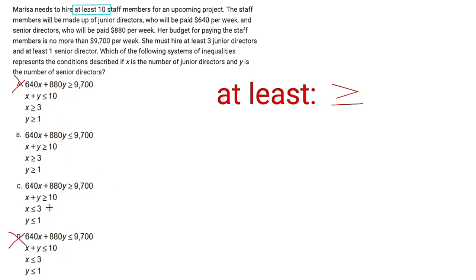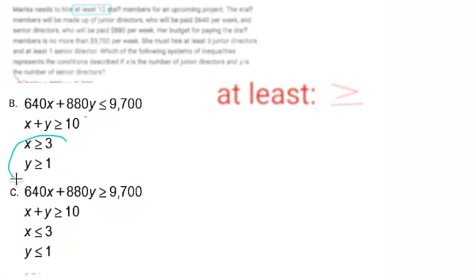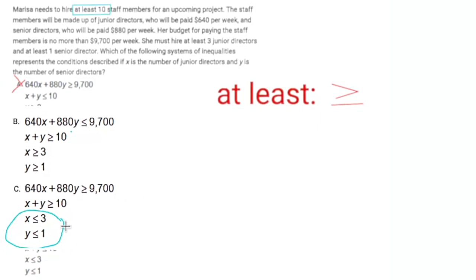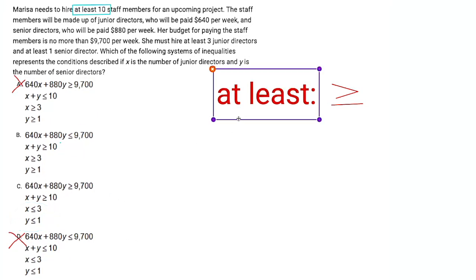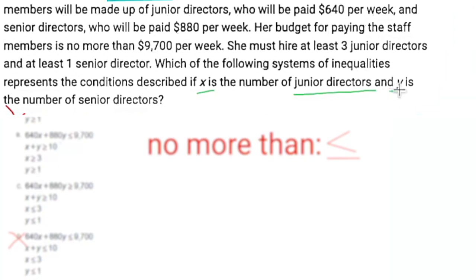Okay, let's do the same thing. Let's look at B and C. What are the differences? Well, going on down the line, these are both the same, so we don't want to look at that, but we can see that both X and Y are either going to be greater than or equal to, so we're looking for maybe at least, or again, if they're less than or equal to, we're looking for something like no more than, right? And I guess I could write that down too. And it does say that X is junior directors and Y is senior directors. So basically, we want to look for that language.